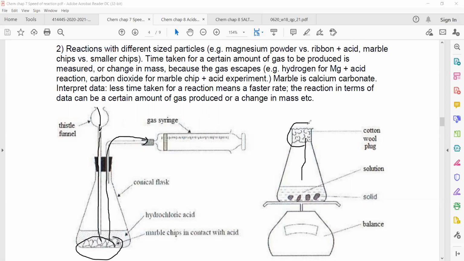The purpose of the cotton wool is that it does not allow the content of the flask to go out. For example, if there was no cotton wool, the gas will escape. So if the question is why a cotton wool is placed, it's to prevent the content in the flask from escaping. And here we are measuring a change in the mass, the decrease in the mass, and here we are measuring the increase in volume.